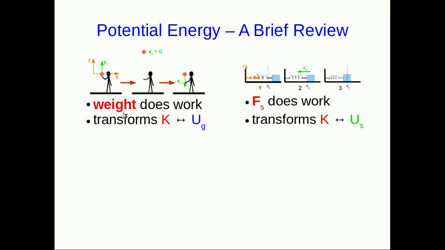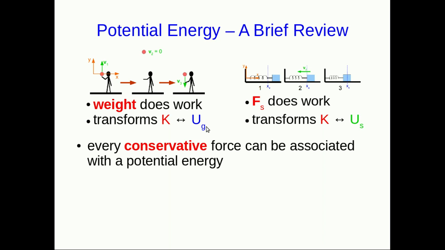For example, when weight does work, it's causing transformations between kinetic energy and gravitational potential energy. In this case, you have a spring force doing work. It's transforming energy back and forth between kinetic energy and spring energy. And again, in this part of the motion, as it's going towards equilibrium, the force would be in the direction of motion, so the spring force is doing positive work, but the spring potential energy is decreasing. And so you always need a negative sign whenever you say that the work done by a conservative force is equal to the negative of the change of the potential.